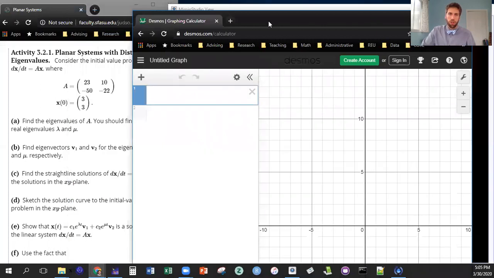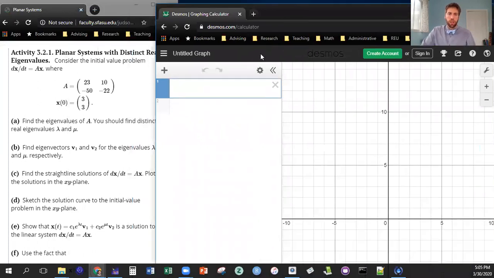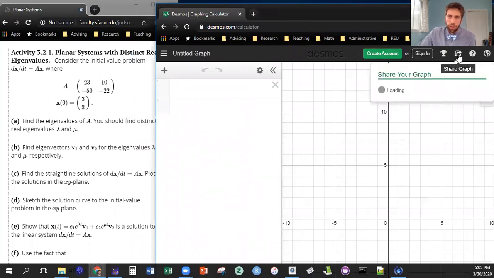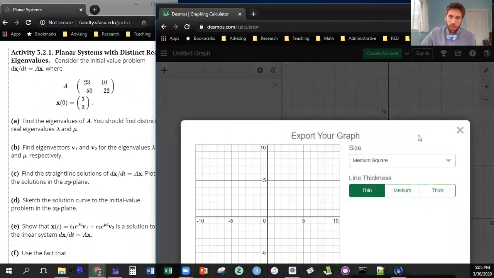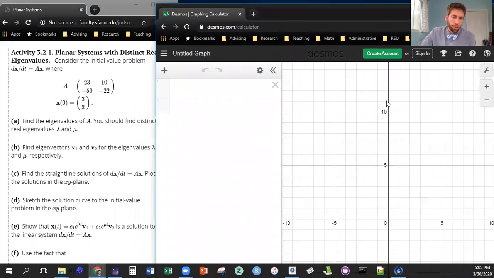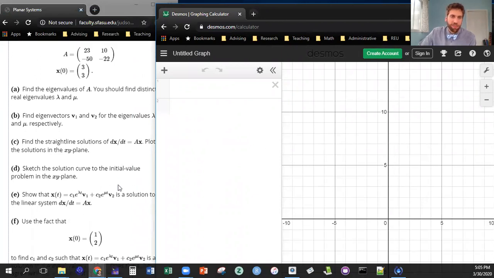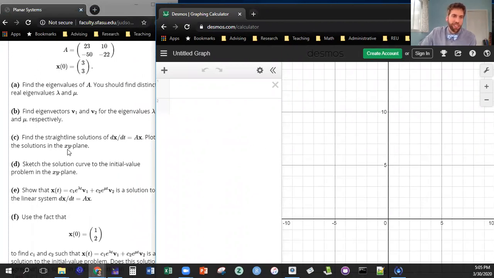Now, by the way, if you're doing your homework in Desmos, you should share graph, export image, and then copy it into a Word document or whatever else you're doing. Please don't have a Word document with a link to the Desmos. That wastes me a lot of time. All right. Nobody got time for that.